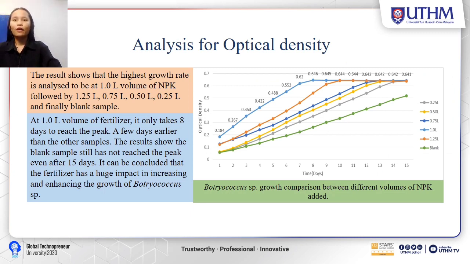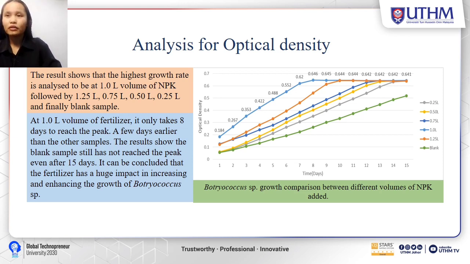Next is the analysis of optical density. This is the graph that we get from the result. So the result shows that the highest growth rate is analyzed to be at 1 liter volume of NPK followed by 1.25 liter, 0.75 liter, 0.50 liter, 0.25 liter, and finally the blank sample.